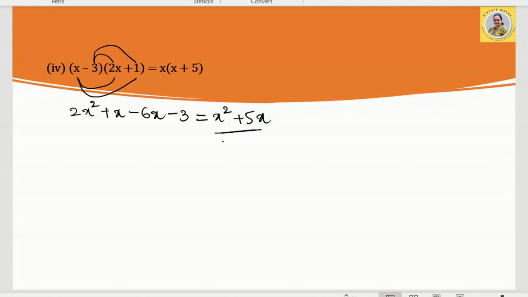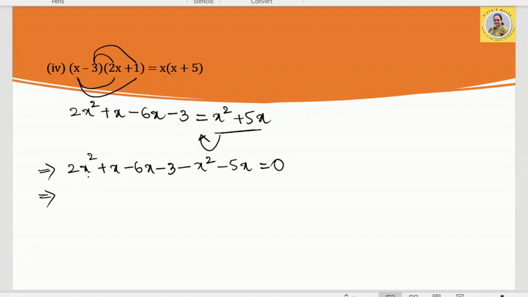Now we will get both the terms to LHS. Write the left hand side as it is, which is 2x square plus x minus 6x minus 3. When you get plus x square to LHS, you will get minus x square. When you get plus 5x to LHS, you will get minus 5x. And in RHS, you will have 0. So let us simplify this. You have two x square terms, which is this and this. So 2x square minus x square is x square.